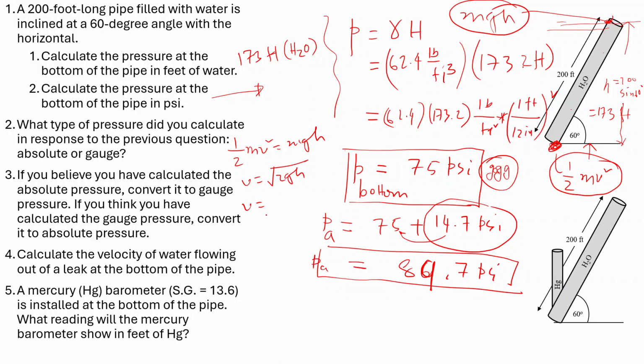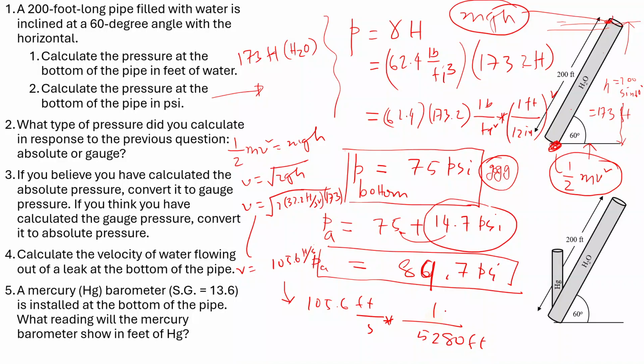And simply you plug the numbers in here. g is 32.2 foot per second square, h is 173. Then the velocity I calculated, v, is equal to 105.6 foot per second. If you convert that into miles, 105 foot per second: 5280 foot is 1 mile, and 60 seconds is 1 minute, 60 minutes is 1 hour.